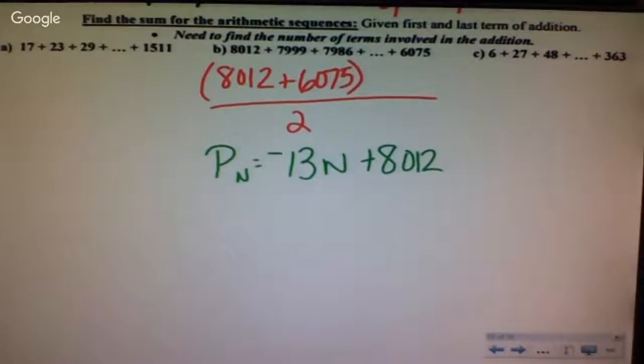So we put the 6,000 at the beginning. Okay? So I know that this is 6,075. I need to know where that number falls in my sequence. Okay? So first step should be what? Subtract 8,000.